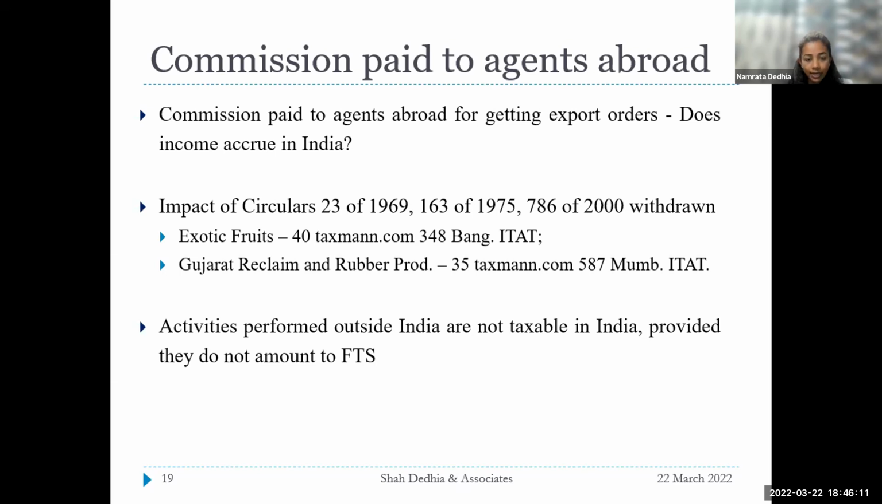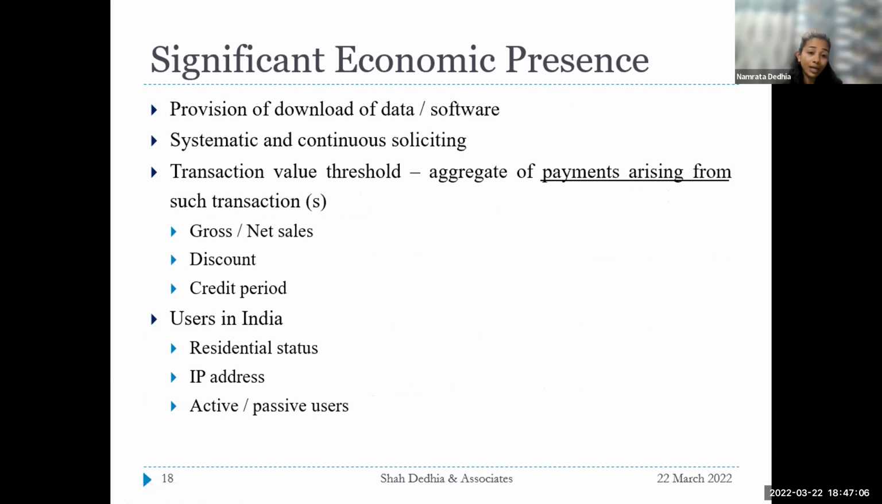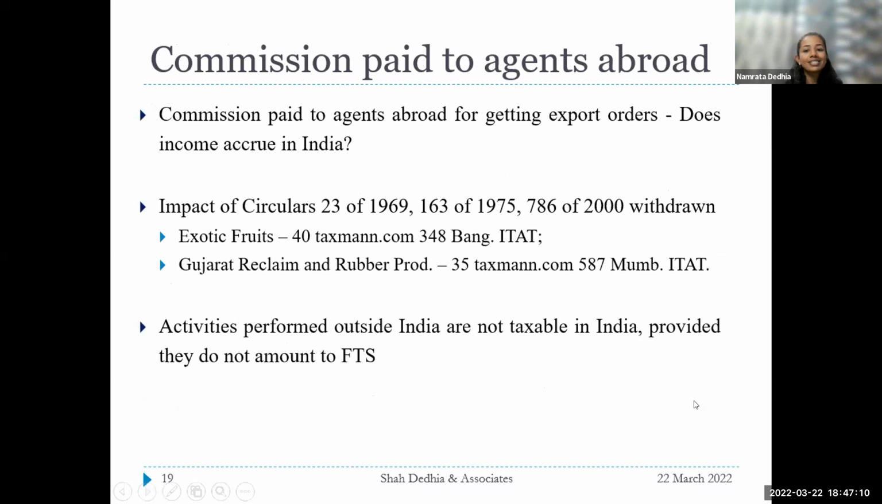So again, just a quick connect back to the concept of SEP. Now this commission agent, assuming it is not FTS, is performing activity outside India. Now, if you look at the first limb of SEP, it said transaction in respect of any goods, services or property. It did not say sale of goods. It simply says transaction in respect of any goods, services or property. Now, even this commission agent's activity will get covered, which means if that crosses the threshold of 2 crores, then even the commission agent's activities will create a SEP in India on a literal reading of the provision. And all of this unsettles the already settled understanding and interpretations of law, and has the potential to create a lot of chaos for the existing transactions that we have been assuming to be treated in a certain way all along.